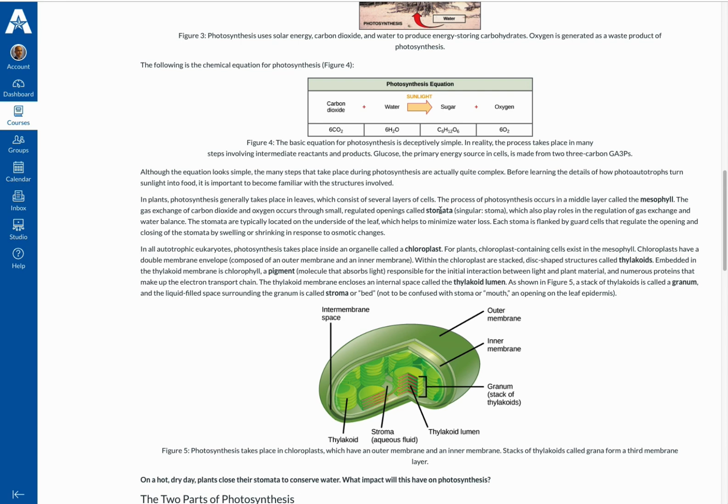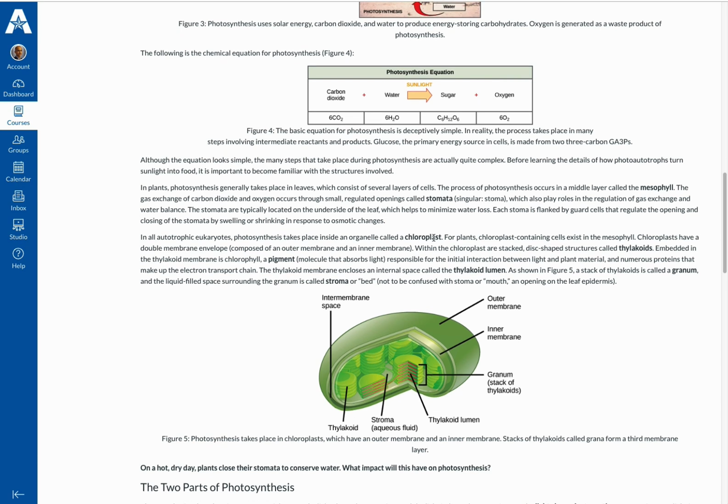They take in carbon dioxide through openings in the bottom of their leaves called stomata. And inside the chloroplast, we have these discs called thylakoids. Those thylakoids have a lumen inside of them, and they also have chlorophyll inside of them. A stack of thylakoids is called a granum, and the fluid inside a chloroplast is called the stroma.